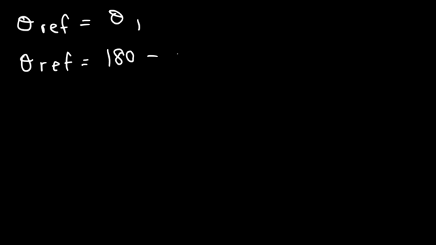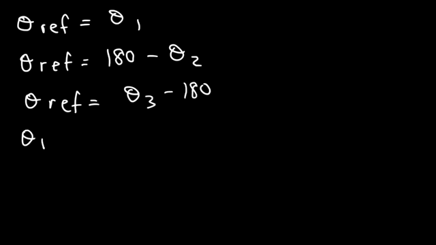Now, there are some equations that you can use to easily find the reference angle. Anytime you have an angle in quadrant 1, the reference angle is equal to the angle in quadrant 1. If you have an angle in quadrant 2, the reference angle is going to be 180 minus the angle in quadrant 2. If the angle is in quadrant 3, the reference angle is going to be the angle in quadrant 3 minus 180. Now, if the angle is in quadrant 4, then it's going to be 360 minus the angle in quadrant 4. Try these two examples.